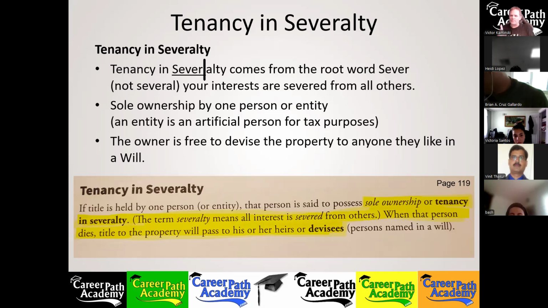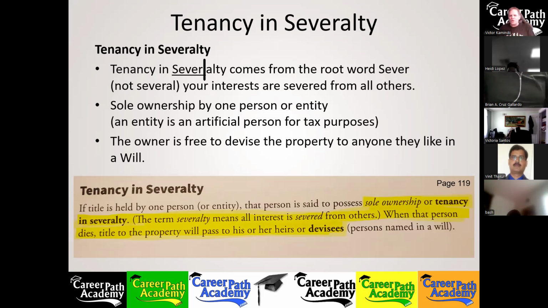It's sole ownership by one person or entity. What's an entity? An entity is an artificial person for taxation purposes, like an LLC or a corporation, right? You could own real estate in the name of that entity. But it is sole ownership by one person or entity, tenancy in severalty. The owner is free to devise the property. What does that mean? It means you could leave it in a will to heirs or to anyone you like in that will, heirs or devisees.